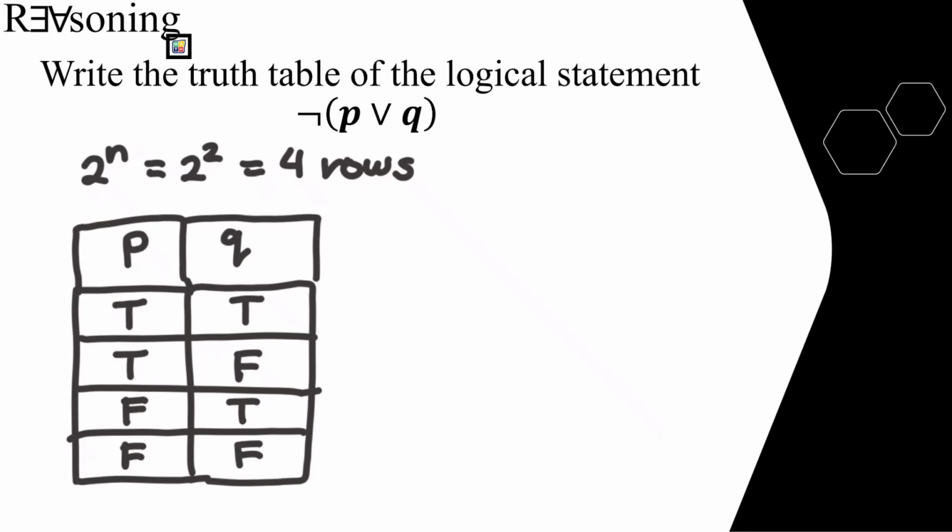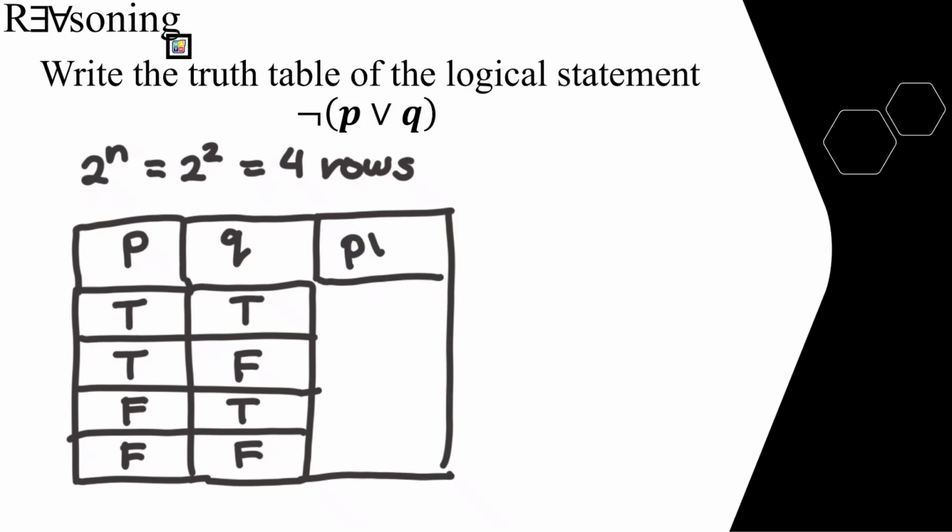Now, looking back at our given, we have two logical operators, the negation and the disjunction. We are going to start with the disjunction because it is under a grouping symbol. Hence, we'll be adding a column here pertaining to p or q before we apply the negation for our logical statement. So as mentioned, this still has 4 rows.